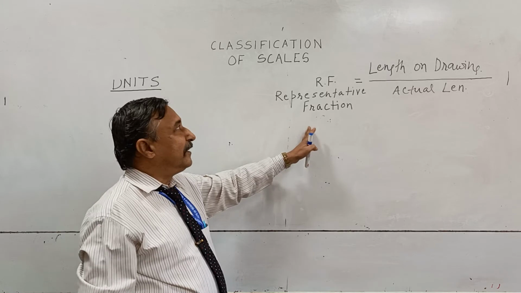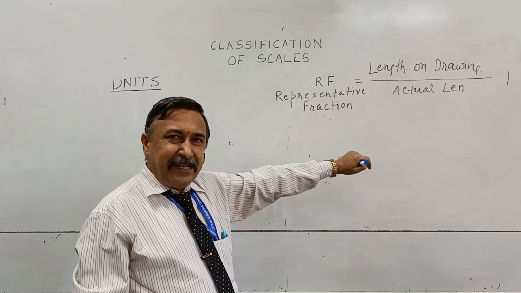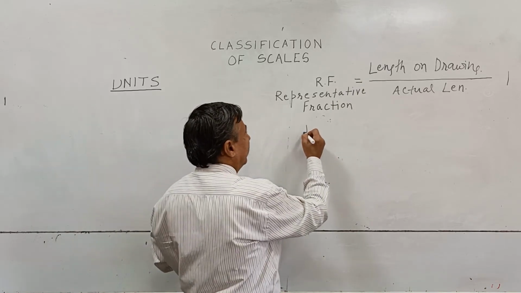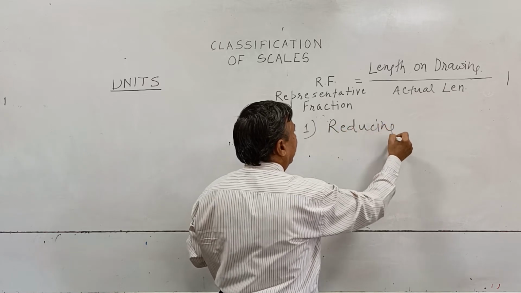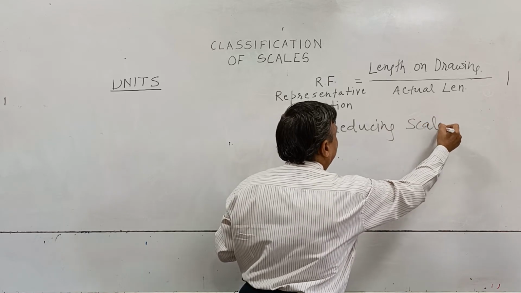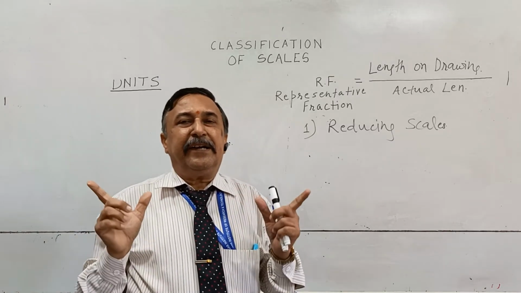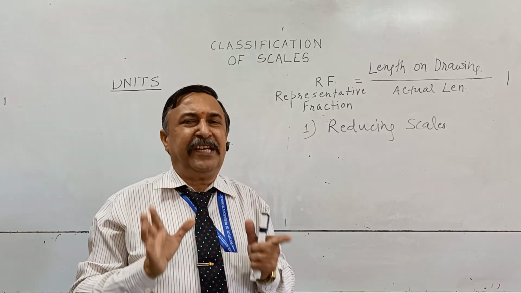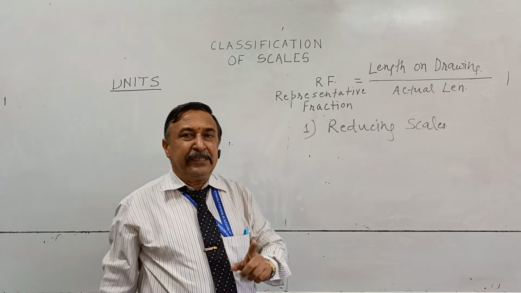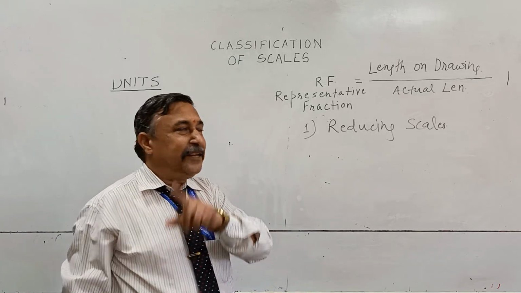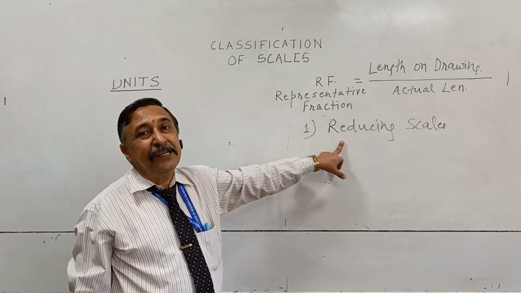Now how do we classify the scale on the basis of RF? First thing, we have to reduce the distance. Those scales are called reducing scales, in which we have to draw big drawings, like machines, buildings, maps, etc. If you want to draw the drawing of big objects, then you have to reduce the length. So those scales are called reducing scales.